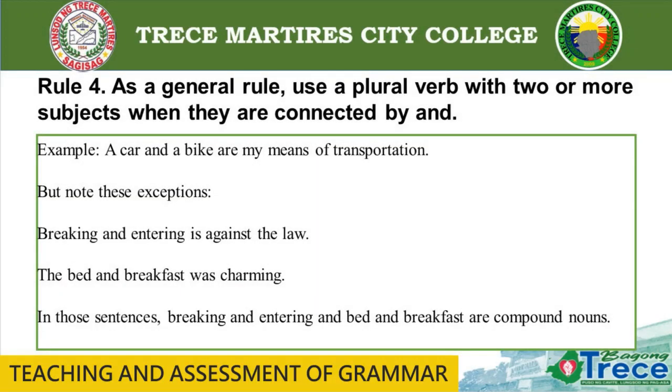Now, let us proceed to the fourth rule, which is, as a general rule, use a plural verb with two or more subjects when they are connected by and.